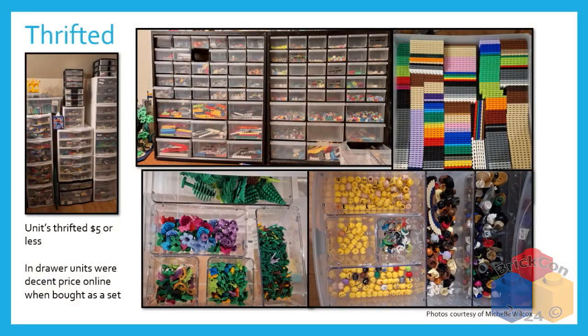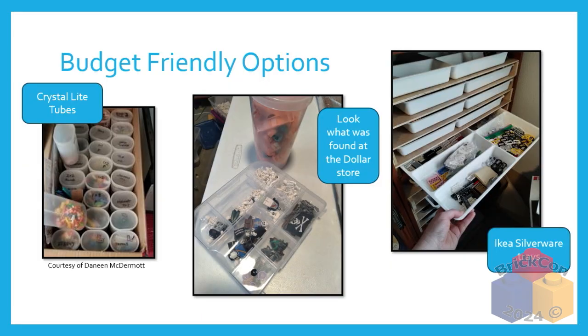So this is another photo I got. It's thrifted. These are units from Michelle Wilcox, thrifted for $5 or less. The drawer units were a decent price online when bought as a set. So instead of buying one drawer unit, they bought multiple. Some other budget-friendly options: Deneen sent me her Crystal Light containers.